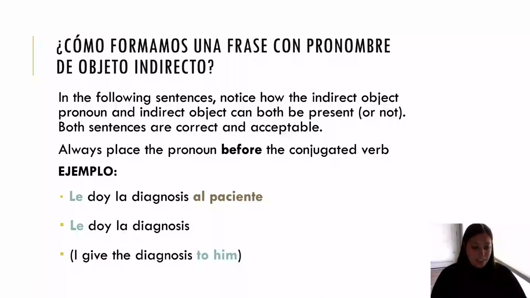Here you can see what we mean about how both the indirect object pronoun and the indirect object can be present. We could also have le doy la diagnosis. Here we do not need to have the indirect object present. So you'll notice that's a big difference between the direct object and the direct object pronoun. Those two cannot coexist, but with our indirect they can. And what we're saying here is, I give the diagnosis to him.